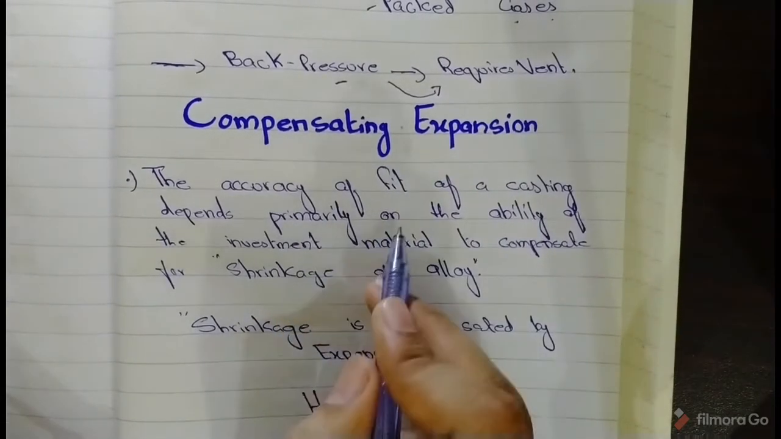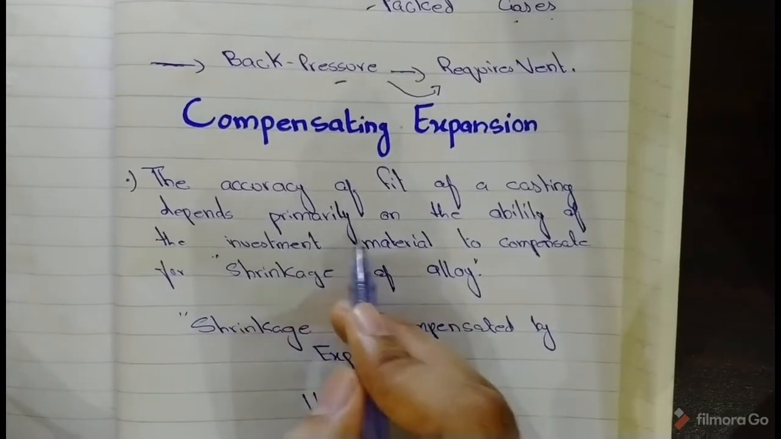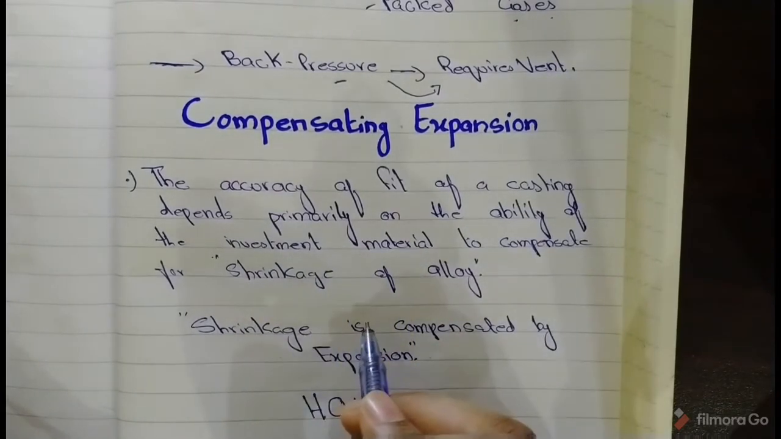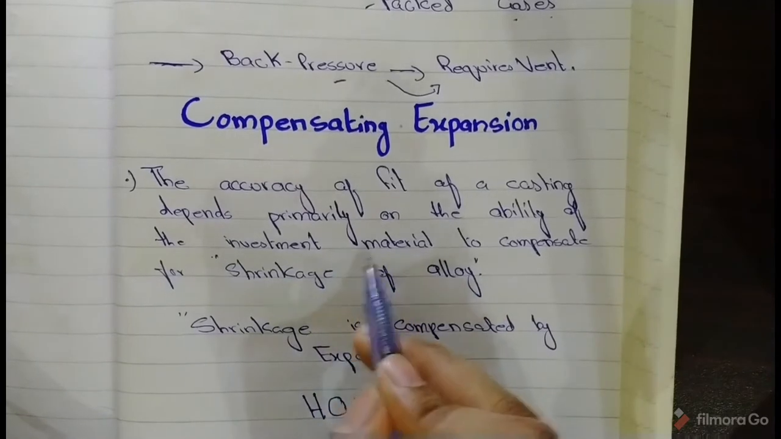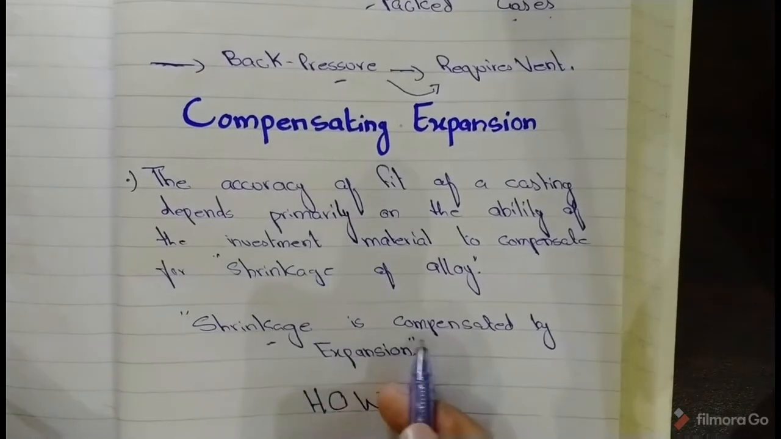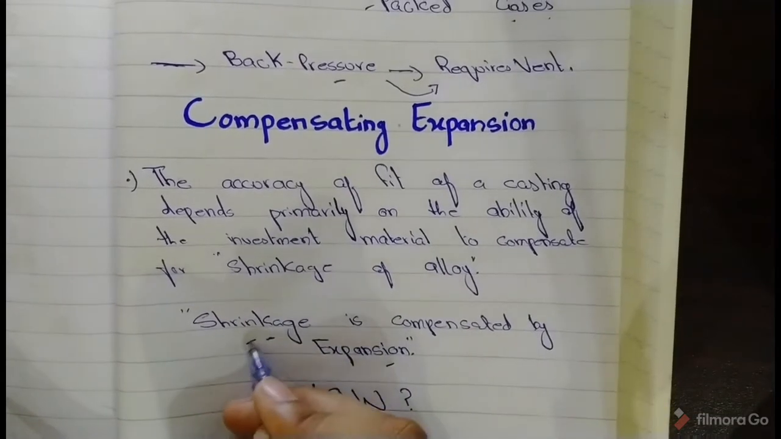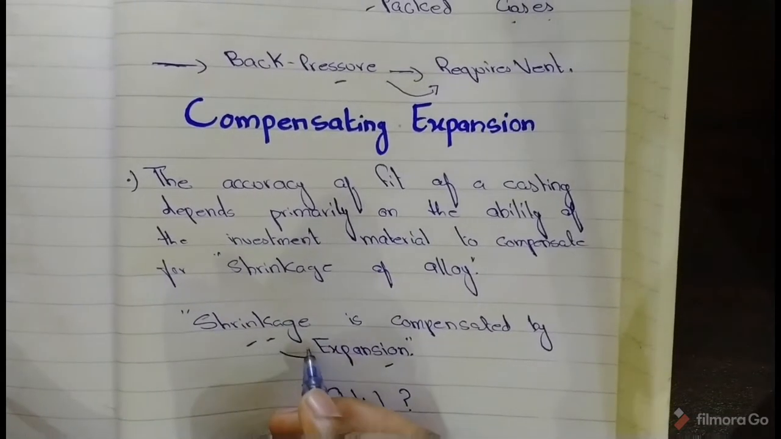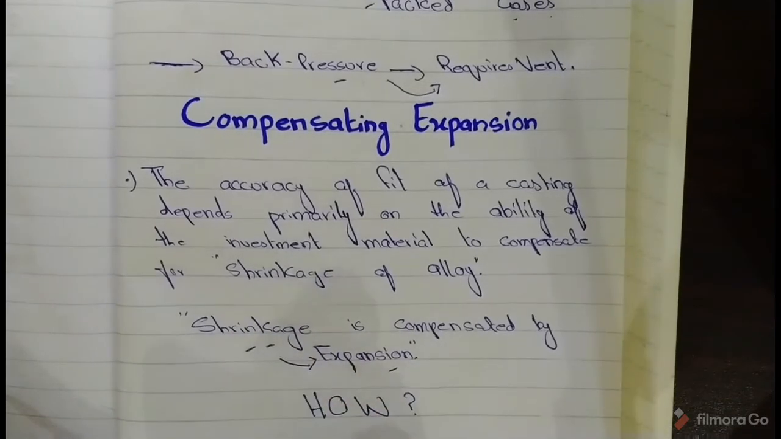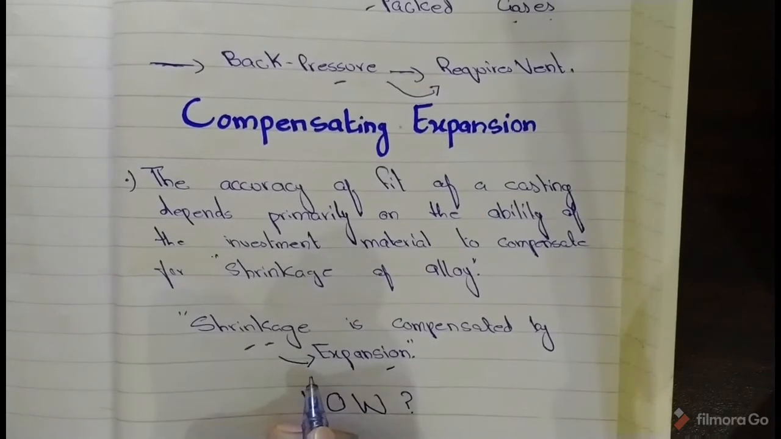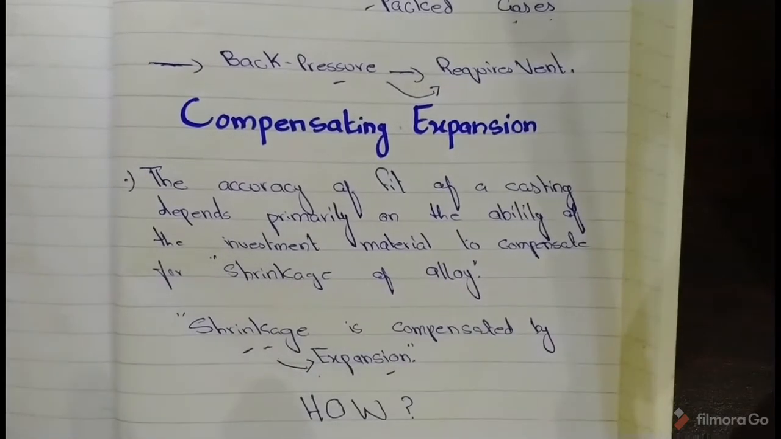The accuracy of fit of a casting depends primarily on the ability of the investment material to compensate for shrinkage of the alloy. What this means is shrinkage is compensated by expansion, but how? Most students find it difficult to understand how shrinkage is compensated by expansion. Now I am going to explain how shrinkage is compensated by the expansion.